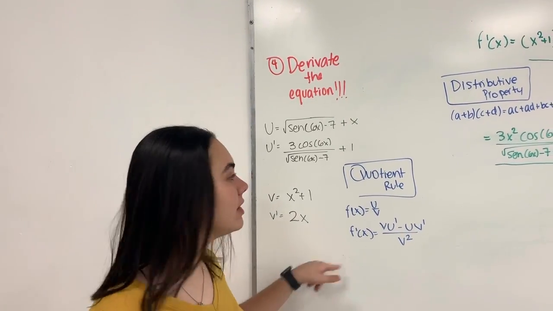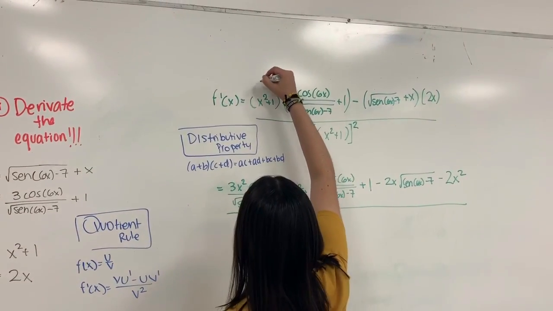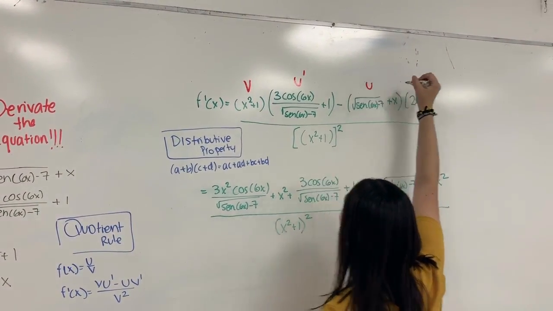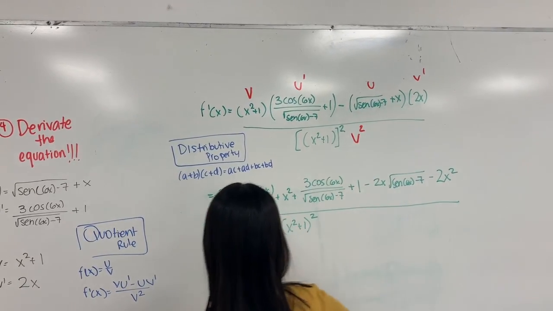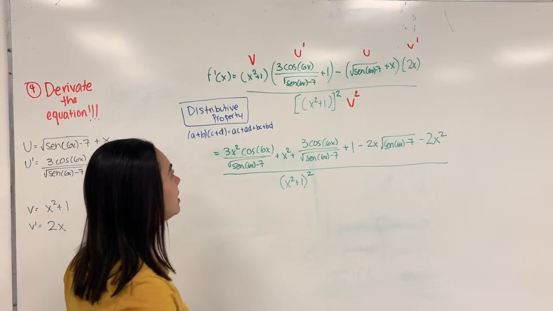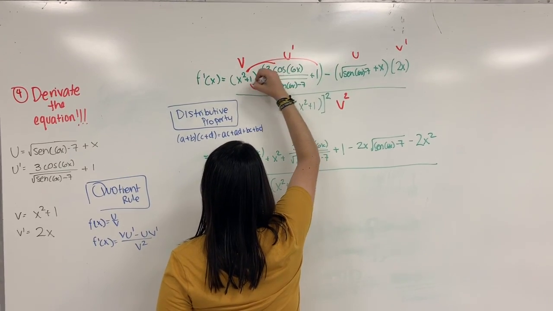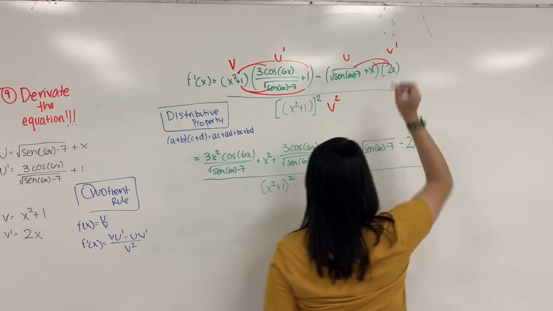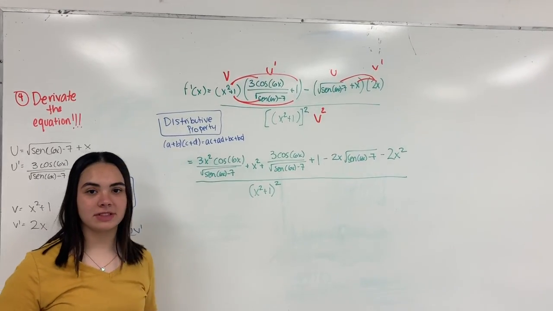So now we can use the quotient rule, where this is v, u prime, u, and v prime, and v squared. The next thing we have to do is use the distributive property. This times this, this times this, this times this, this times this, negative, this times this, this times this. And this is what you have left.